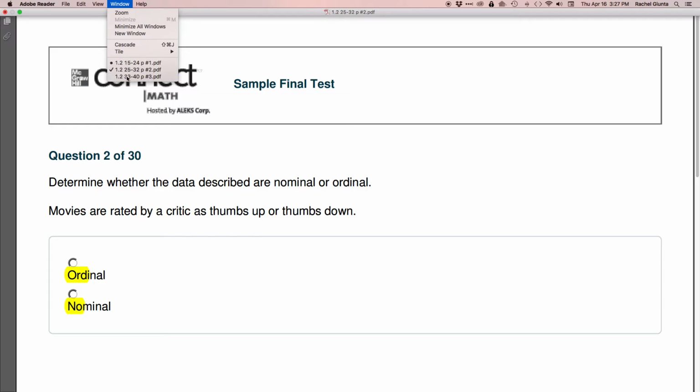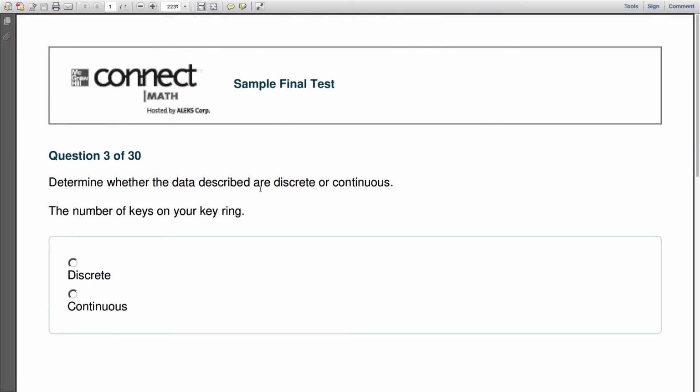And question number 3 is: determine whether the data described are discrete or continuous. Discrete basically means you could count them, and so the answer would have to be a whole number. And continuous is any kind of number that could have a fraction or decimal as part of the answer. So if you wanted to know the number of keys on your key ring, you'd count them, and it would always end up being a whole number.